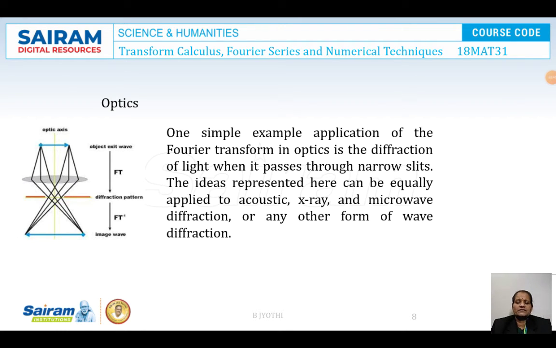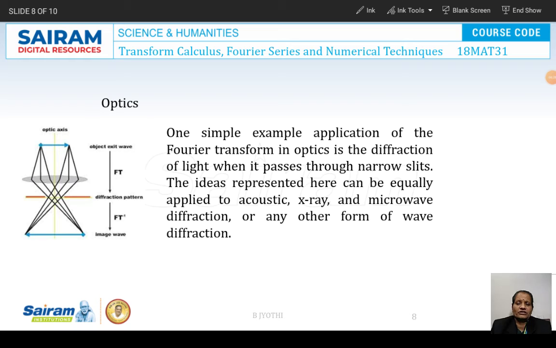So coming to optics, here is an example. You can look at the optic axis, object exit wave, Fourier transform, then diffraction pattern. Here the bending happens, the diffraction pattern, and then the inverse Fourier transform, then the image wave. One simple example application of the Fourier transform in optics is the diffraction of light when it passes through narrow slits. The ideas represented here can be equally applied to acoustic, X-ray, microwave diffraction and any other form of wave diffraction. So these are some applications in optics. There are many more applications we can find in optics also.